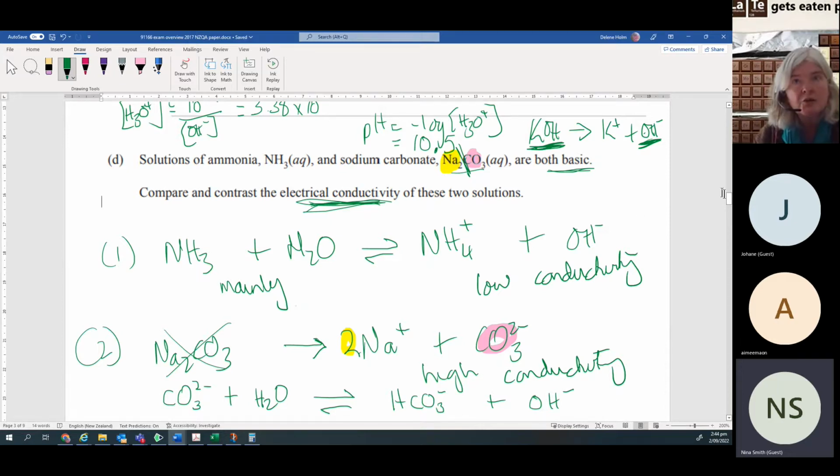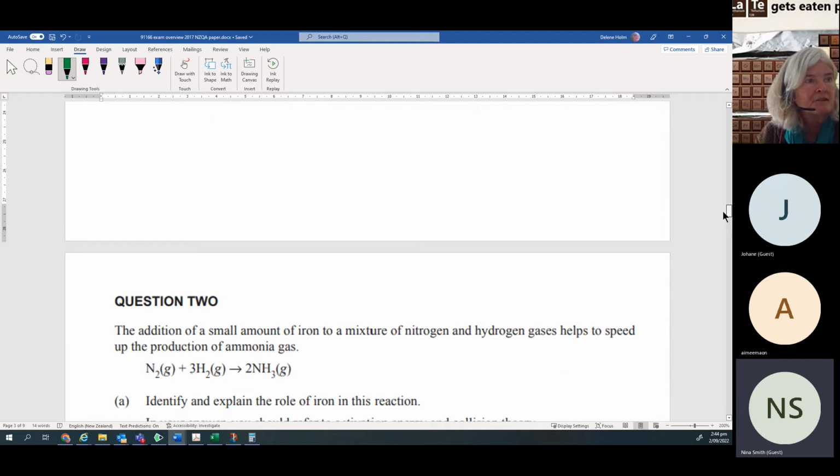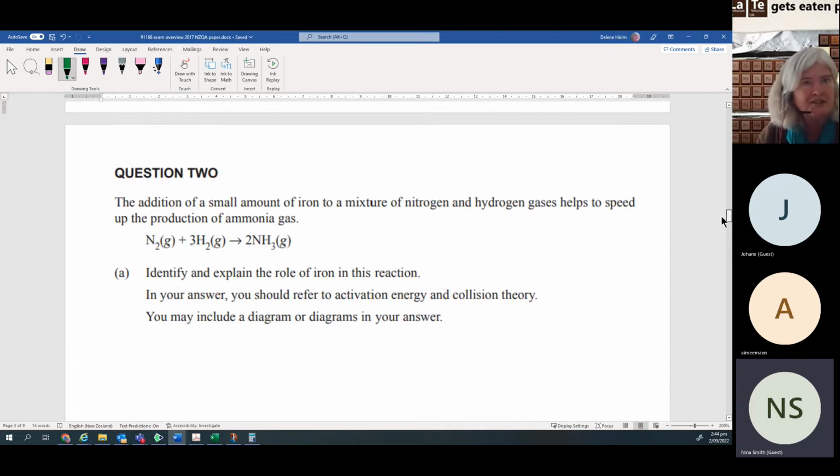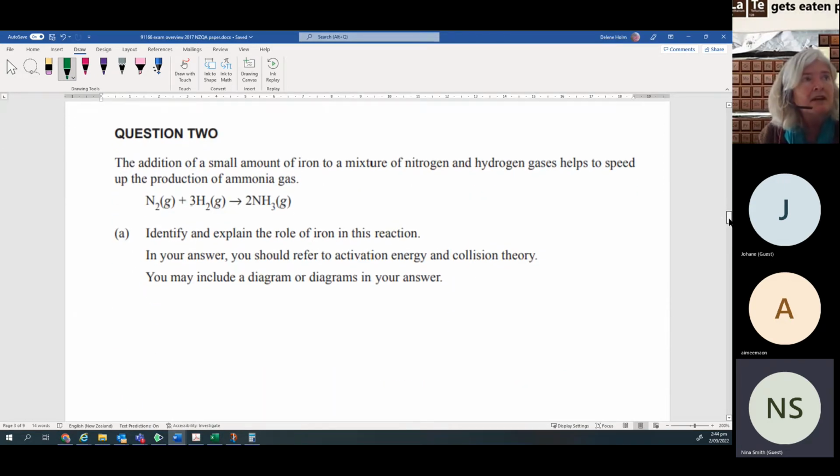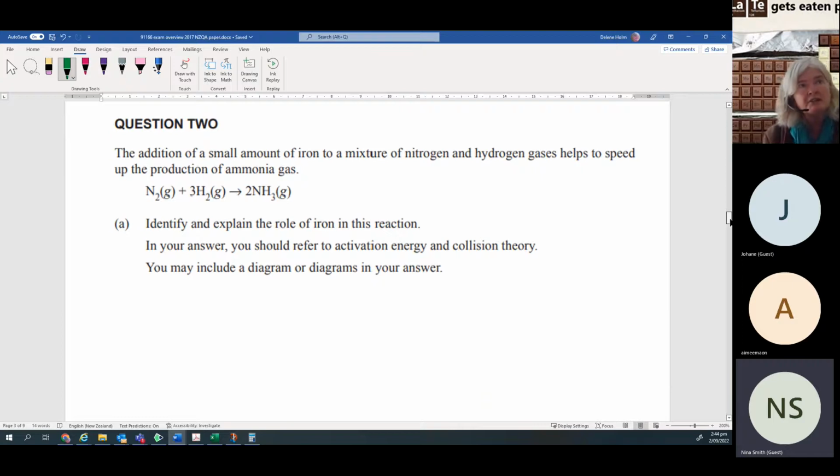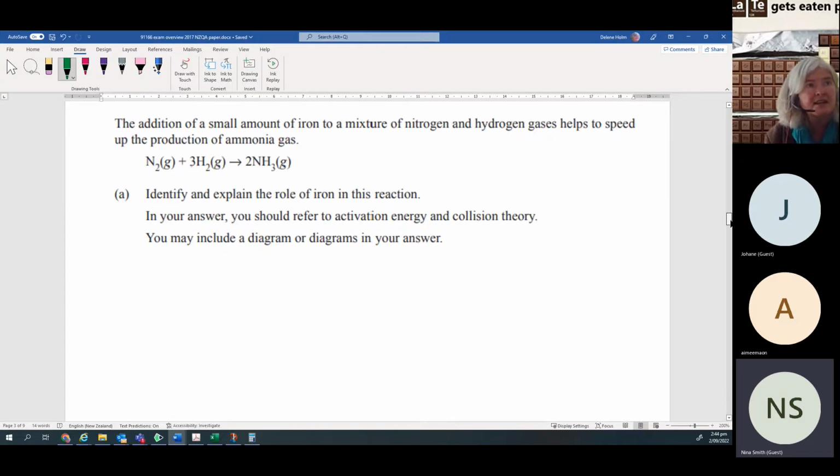Okay, right, we've got a quarter of an hour left. And we haven't even hit question 2 yet, so let's go a bit faster. This addition of a small amount of iron helps speed things up.